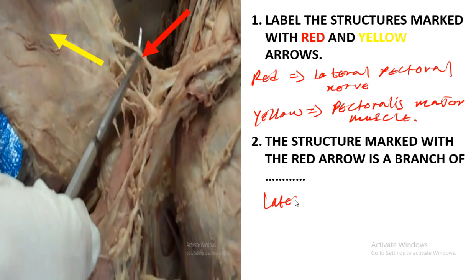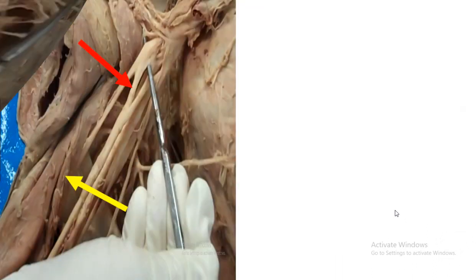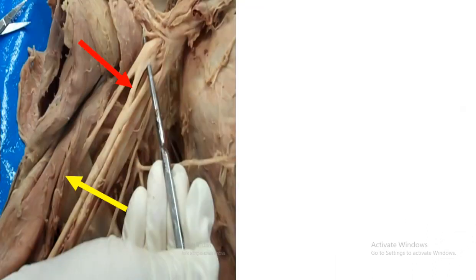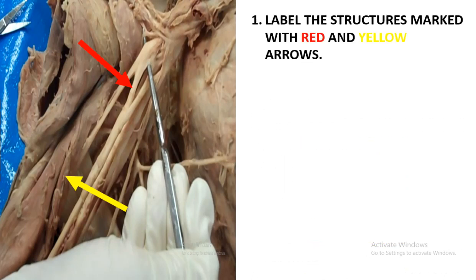So the lateral pectoral nerve normally branches from the lateral cord of the brachial plexus, so you need to take note of that useful detail. Okay, let's quickly move on and look at the next one. The next one is: label the structure marked with red and yellow arrow.